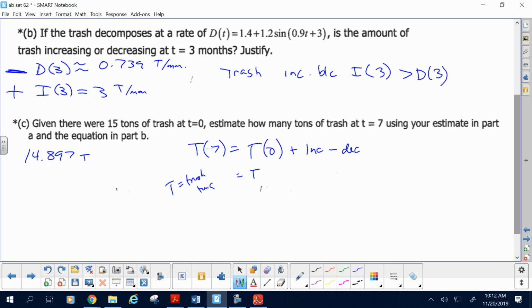So you already have one of these. Didn't we already find in part A an estimate of how much it's going to increase by? Yeah. Okay, so from part A, we say it's going to increase by 9.7 tons. How do you find out how much it's going to decompose or decrease by? The integral from 0 to 7 of D(t) dt. Okay, that's where I'm getting my answer. Pretty cool?